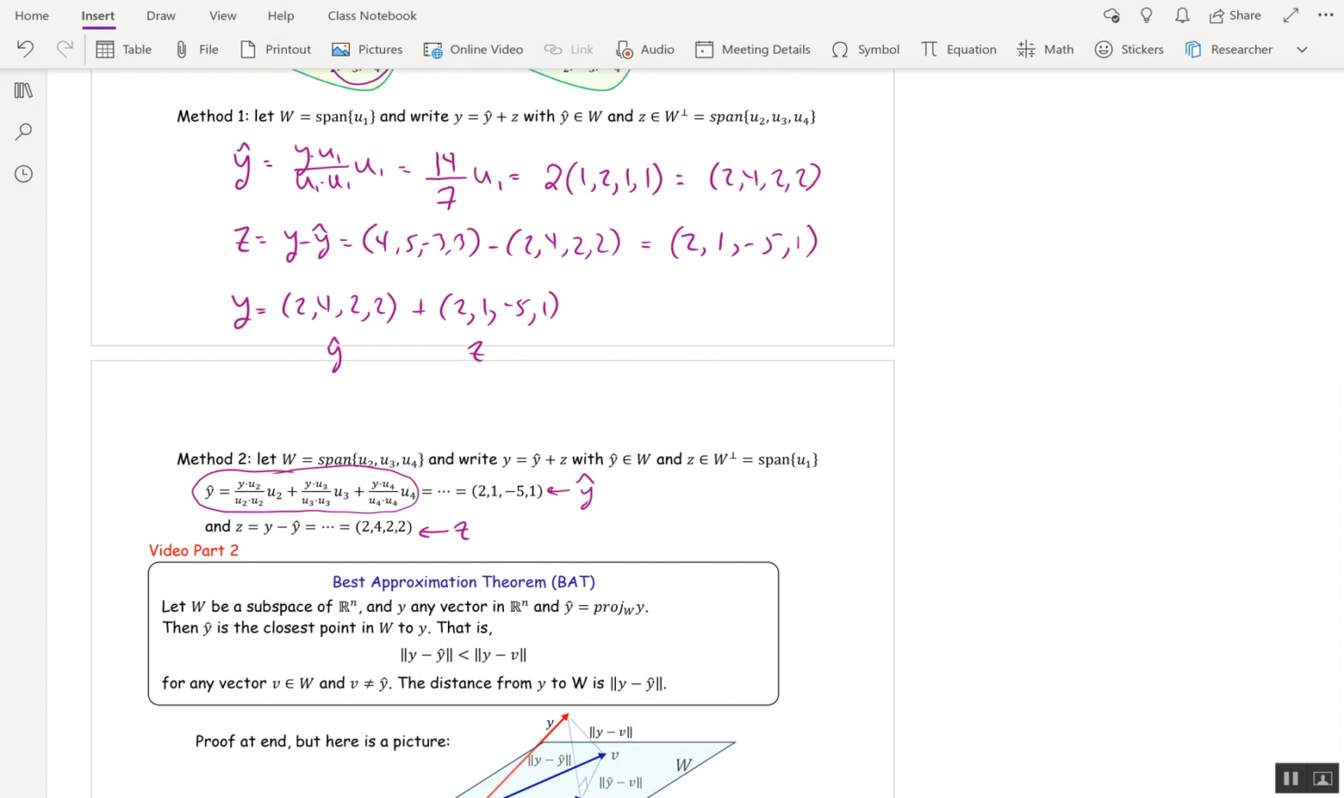Okay, so we'll pick up with a second video for the BAT, the best approximation theorem.